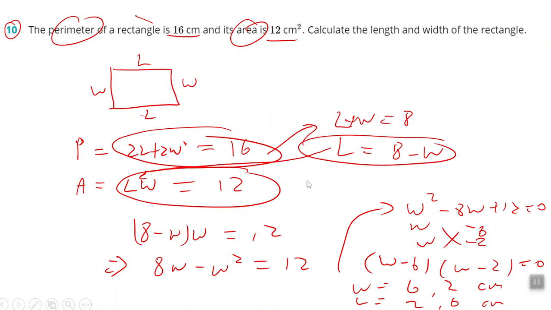So hopefully that helps. The trick of this question is you've got to rearrange to make one variable the subject and substitute it into the other equation. So it's like a substitution method in linear simultaneous equations. We've got a quadratic here.